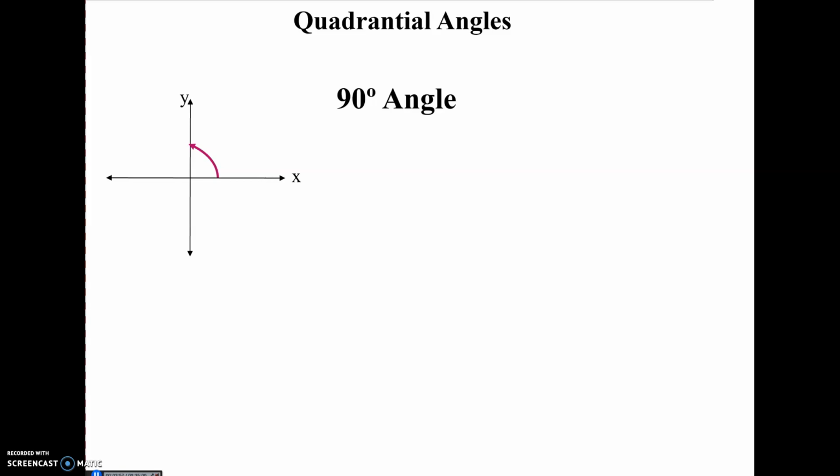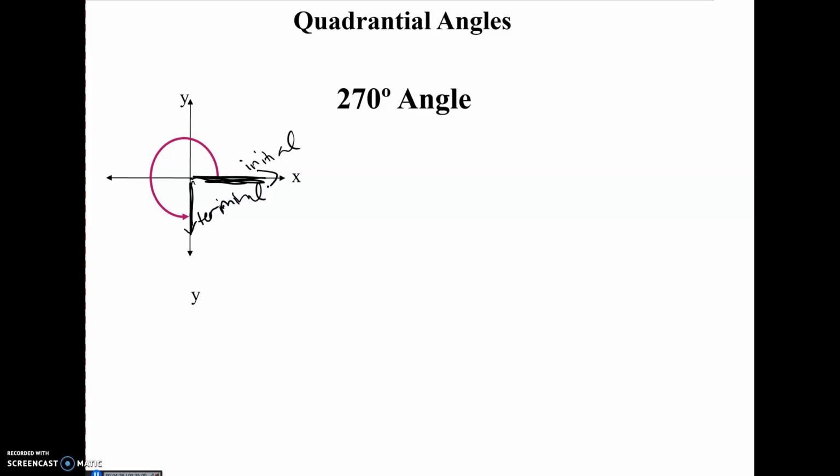Now let's talk about the quadrantal angles. These are angles that terminate on either the x or the y-axis. If I do a quarter rotation, that's 90 degrees. If I do a 180-degree rotation, I terminate here on the negative side of the x-axis. If I do a 270-degree rotation, here's my initial side, here's my terminal side. It's important to see that direction of rotation, so you know that we rotated 270 degrees, and 360 goes all the way around.